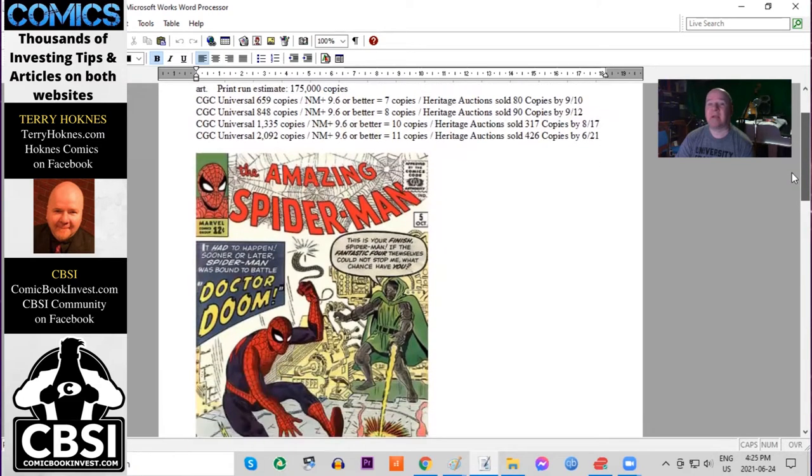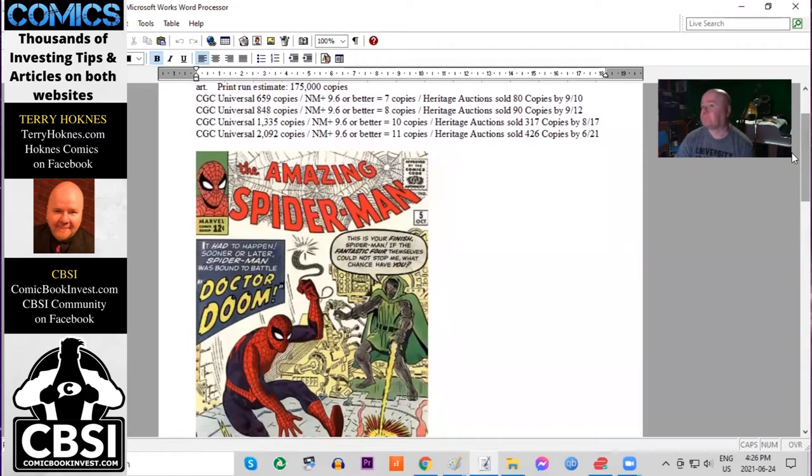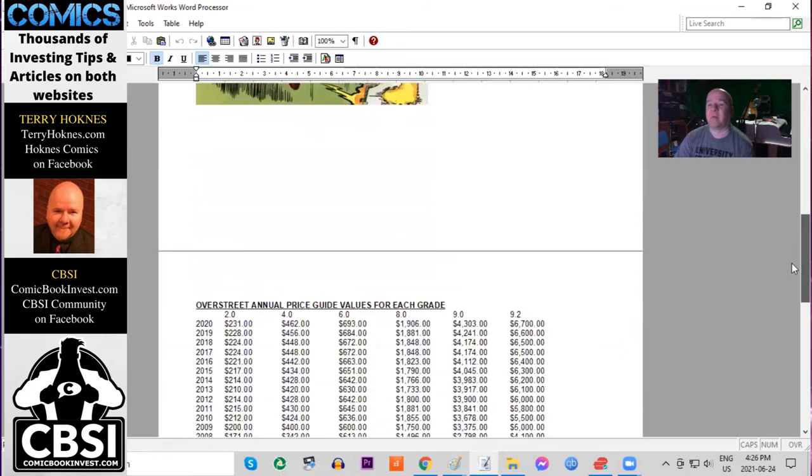Print run estimated at 175,000 copies. This was quickly becoming one of Marvel's best-selling titles, not yet selling as good as Fantastic Four, though. On the CGC census, you can see copies are really expanding in the last few years. Now over 2,000 copies, but only 11 9.6s are better. Heritage sales are definitely jumping as well.